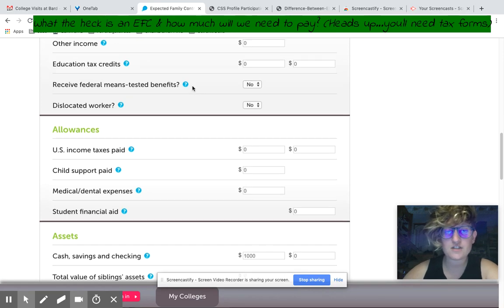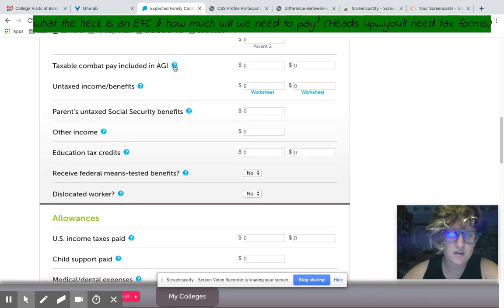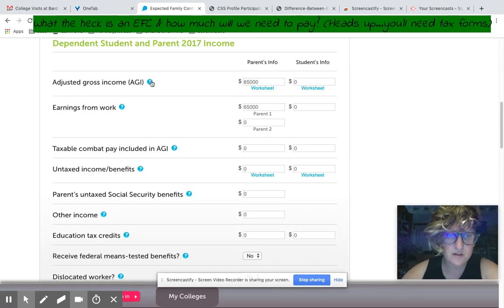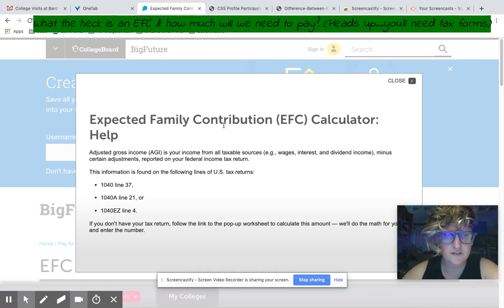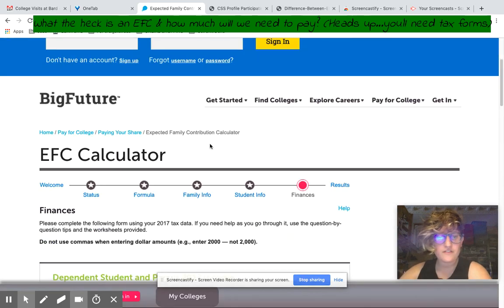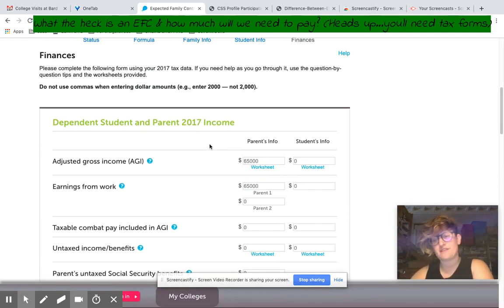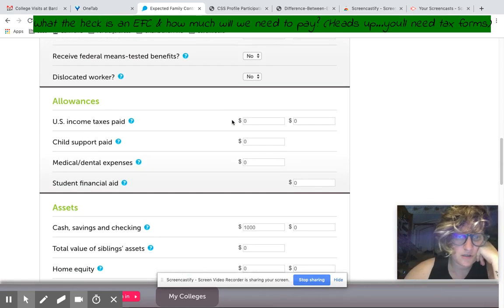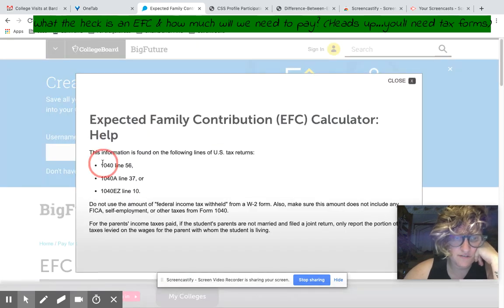And if they don't know the answer, what I like is you can look at this little guy, and it says, expected family contribution help. Adjusted gross income is your income from all taxable sources. The information is found in the following line of the U.S. tax return. So having your tax returns when you're doing this is really important. Again, it tells you which line you're going to go to. It's really helpful. Now, this is all information you're going to need for the financial aid form. So if you know how to do this stuff early, you're golden. All right, so U.S. income tax paid. Again, it tells you where to find that.